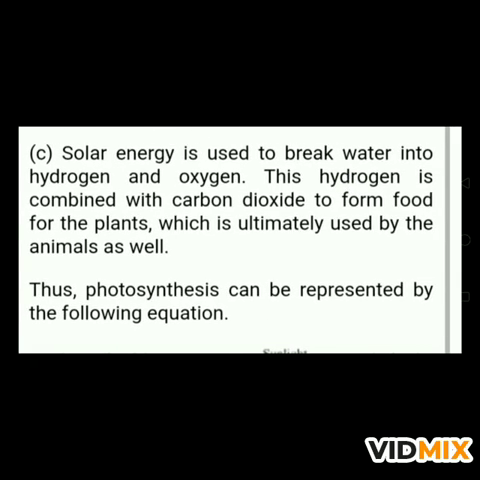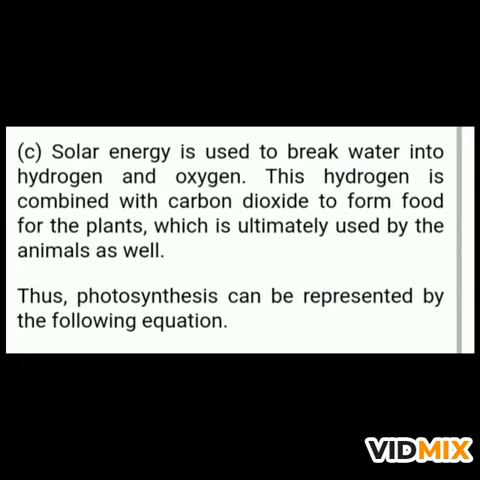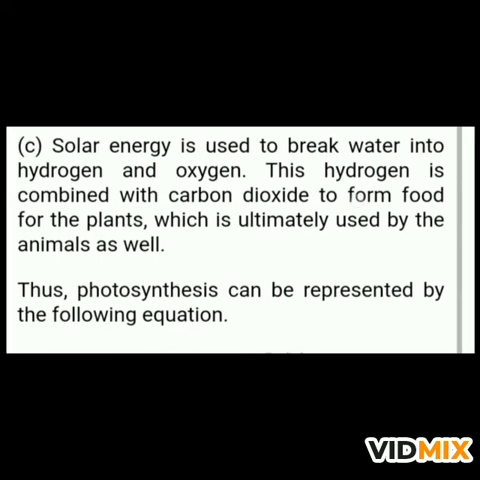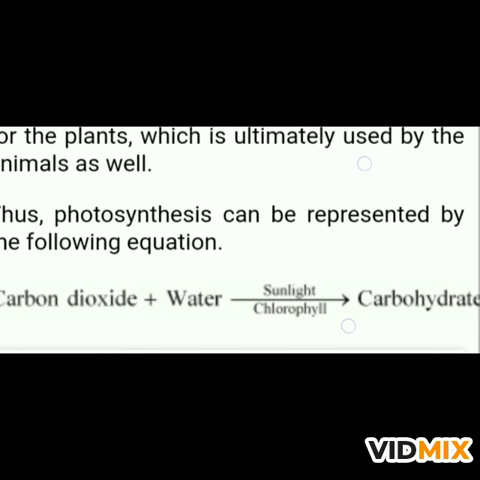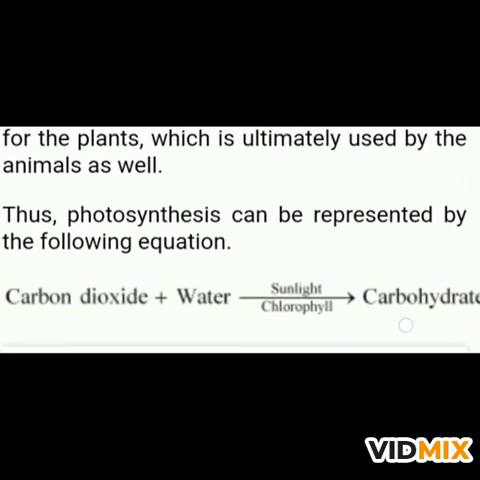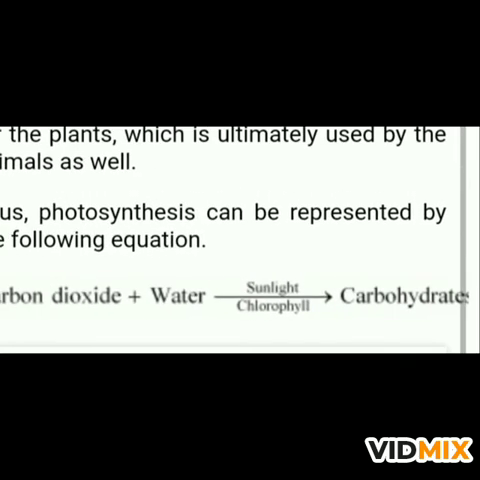Third raw material is solar energy, which is used to break water into hydrogen and oxygen. This hydrogen is combined with carbon dioxide to form food for the plants, which is ultimately used by the animals as well. Thus, photosynthesis can be represented by the following equation: carbon dioxide plus water, in the presence of sunlight and chlorophyll, gives carbohydrates.